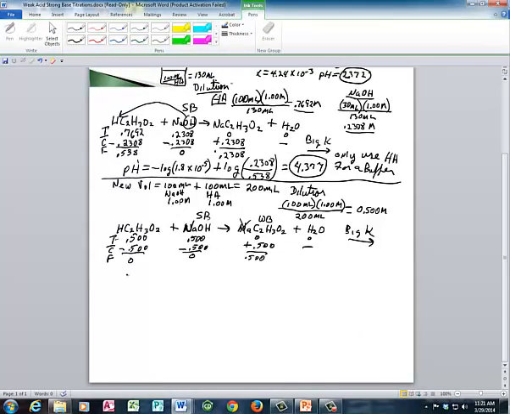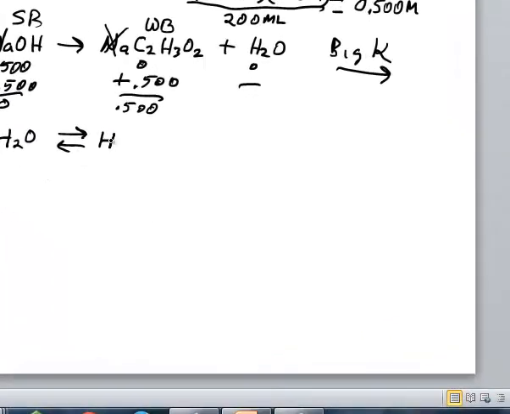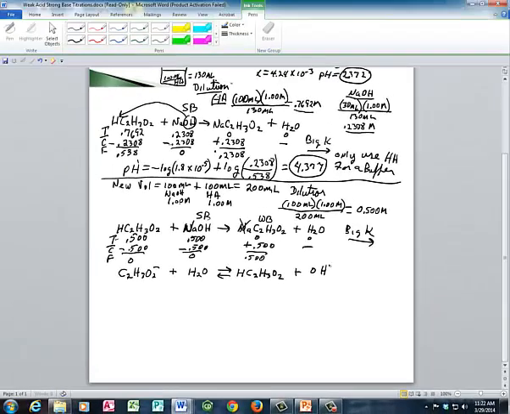Now, if you don't get this, you're not going to get the correct answer. Since this is a base, C2H3O2 minus, I have to do the water hydrolysis. And this is an equilibrium reaction. The acetate ion, to some small degree, is going to grab a proton from water, make a little bit of its conjugate weak acid, and every time it takes a proton from water, it leaves behind a little bit of its conjugate weak base.